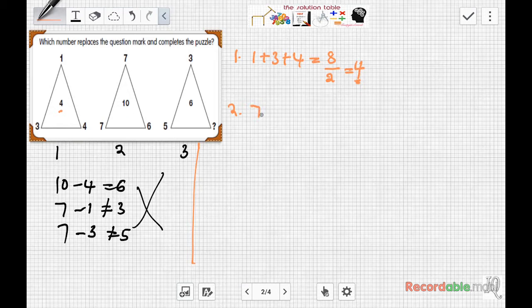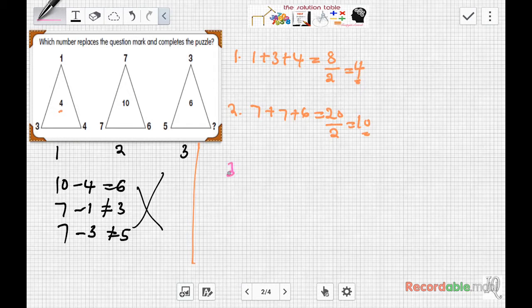So we are going to add 7 plus 7 plus 6. 7 plus 7 is 14. 14 plus 6 is 20. When you divide this by the common denominator 2, it should give us 10. 10 is the center number in triangle number 2. So we can see that this clue seems to give us a pattern, and therefore when the same pattern is followed, it should be able to give us a number to replace the question mark.